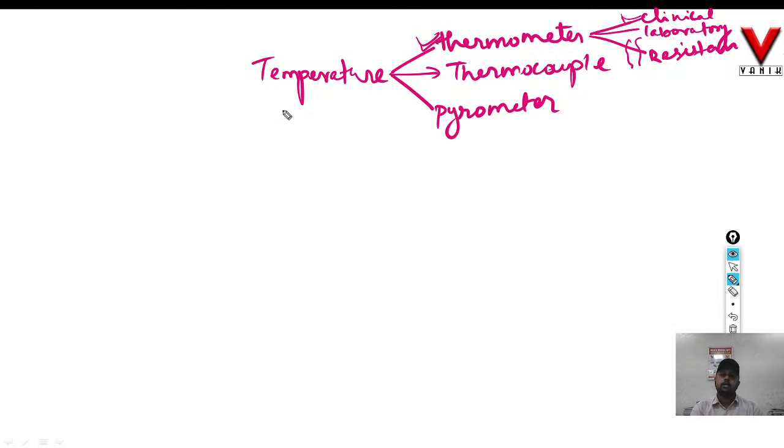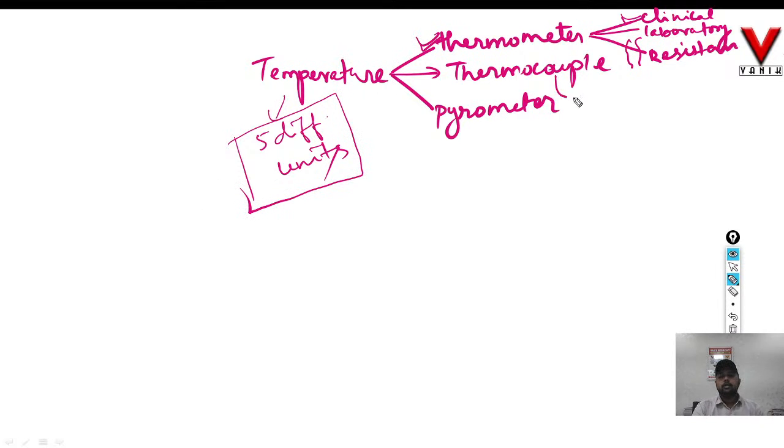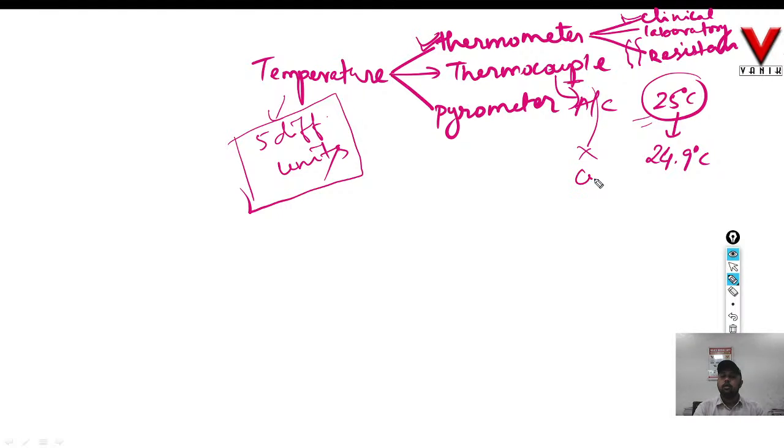Now temperature is normally measured in 5 different units. From your examination point of view, we will see what these 5 different units are. But this thermocouple is normally fitted in your air conditioner. Say you have set the temperature of the air conditioner to 25 degrees Celsius. Since the air conditioner keeps cooling the room, the moment the temperature goes below 25, say 24.9 degrees Celsius, the thermocouple cuts off supply to the compressor. So it is normally used in your air conditioners.